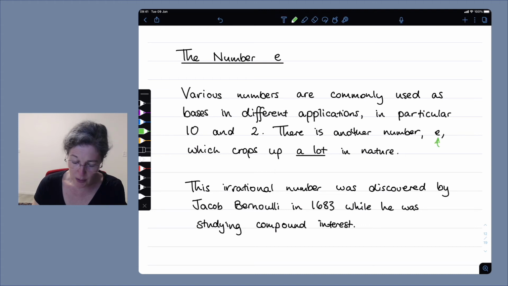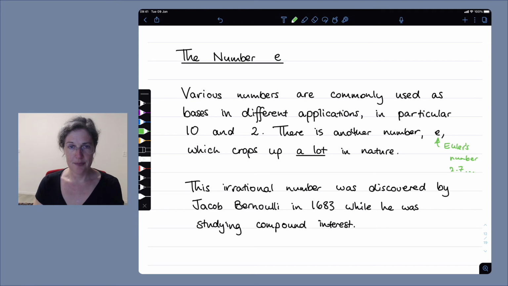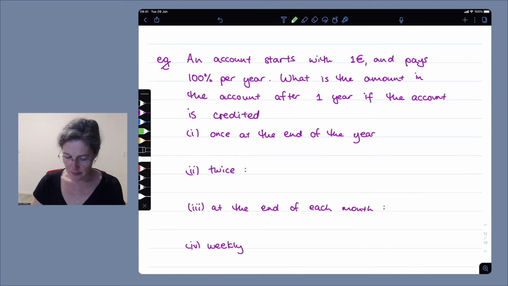It's sometimes called Euler's number. And it's around 2.7 stuff. And it just turns out that as a base for models, for exponential models, it's super useful. So where did this number come from? Well, it was discovered by Jacob Bernoulli in 1683, and he was studying compound interest. So we're going to take a brief look at how he got that.